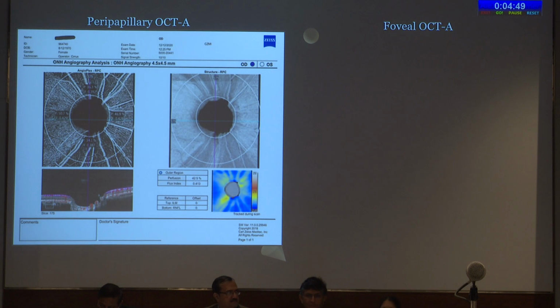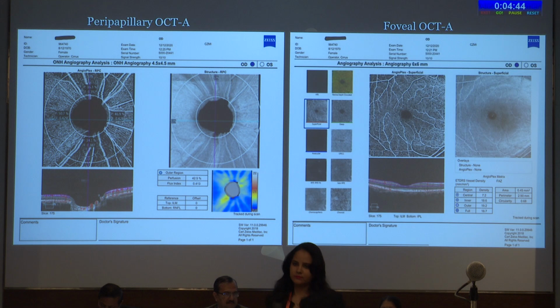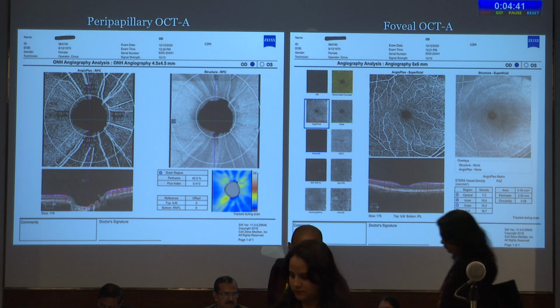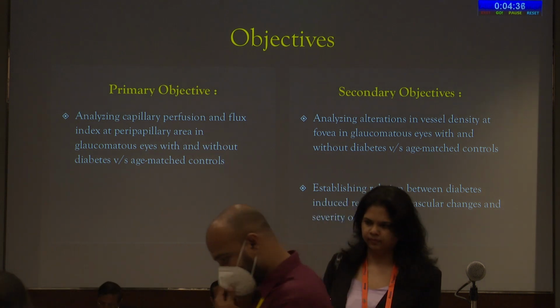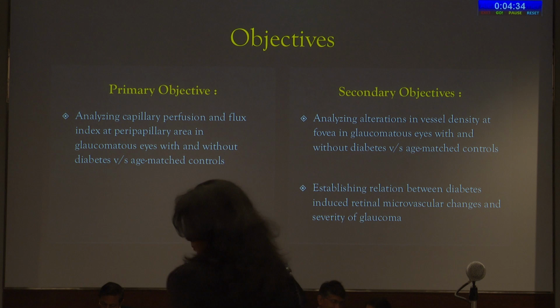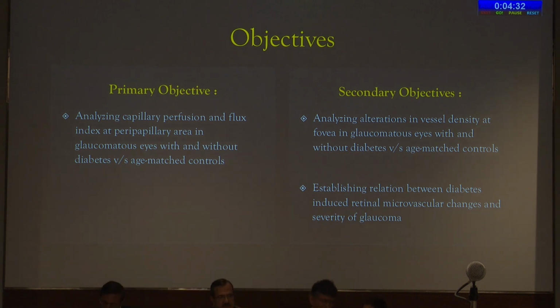The scan size of 4.5 into 4.5 mm was taken for the peripapillary area, and the scan size of 6 into 6 mm was taken for the foveal area. Our primary objective was to analyze capillary perfusion percentage and flux index at peripapillary area in glaucomatous eyes with and without diabetes versus age-matched controls. Secondary objectives were to analyze alterations in vessel density at fovea and also to establish relation between diabetes-induced retinal microvascular changes and severity of glaucoma.